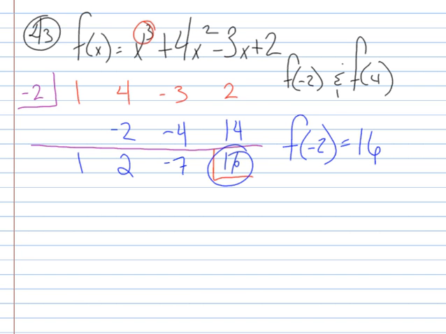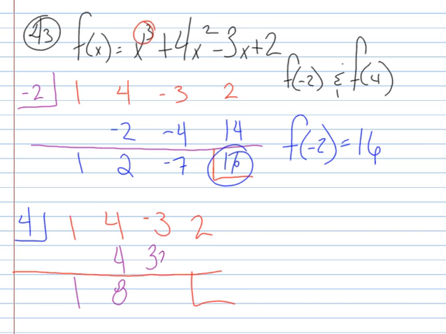Doing our f of 4. We do the same thing. So my little synthetic division, putting the 4 here, going back over here and putting 1, 4, negative 3, and 2. Underneath the 2, there's where my solution will end up. So I go over here, bring down my 1, and 4 times 1 is 4. 4 plus 4 is 8. 8 times 4 is 32. And 32 and negative 3 gives me 29.